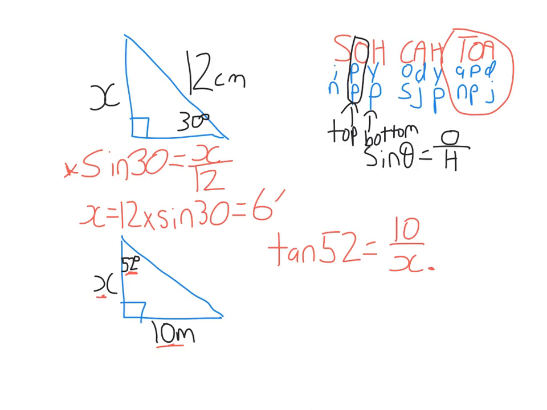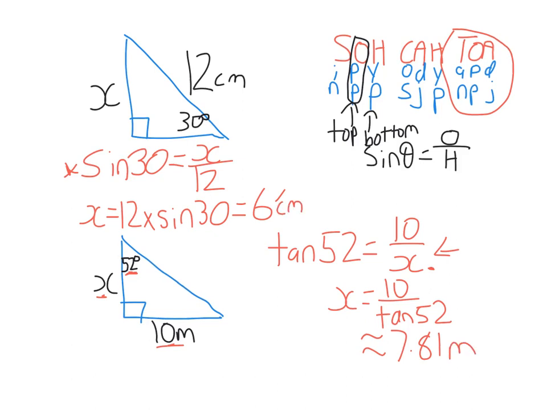When the thing you want to find is on the bottom, you divide. So for this one here, it isn't X is 10 times sine 52. It's actually X equals 10 divided by sine 52. And again, it's really important that you have your calculator in degrees mode. So if we put this in our calculator to 2 decimal places, we should get about 7.81. So of course, the first one was centimeters and the second one is meters.